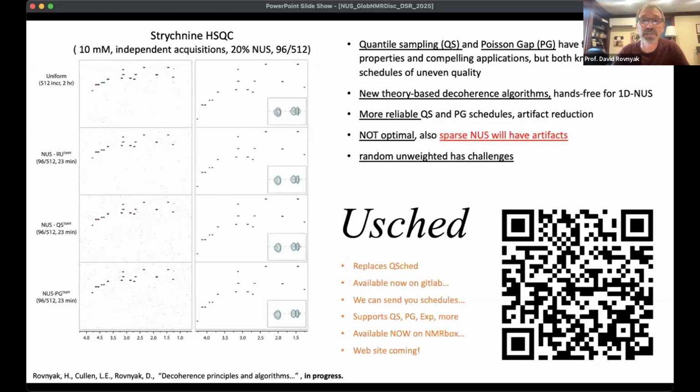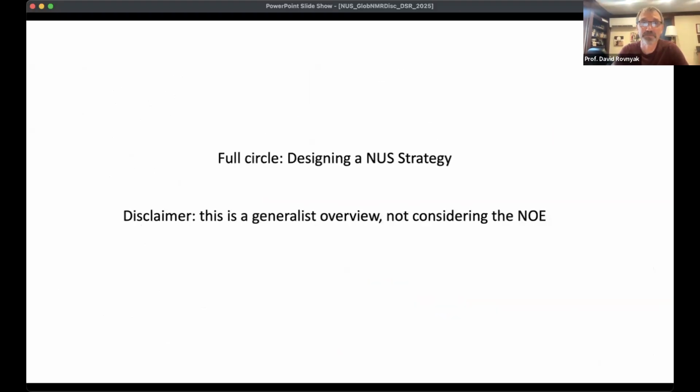We're now calling this USCHED. This replaces QSCHED, which some of you may know about. QSCHED will still be around, don't worry. There's a website for QSCHED as well. We can send you schedules, but this is available now on NMR Box, and look for future developments.